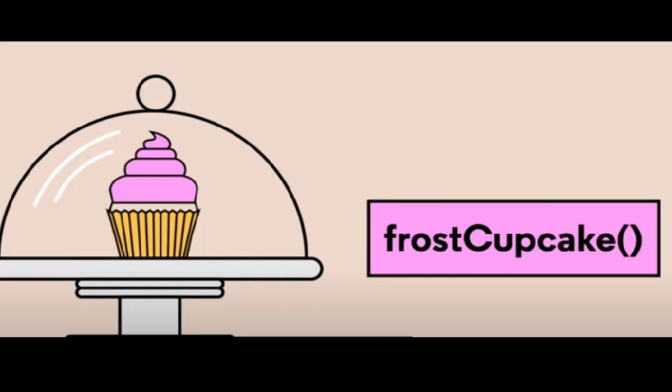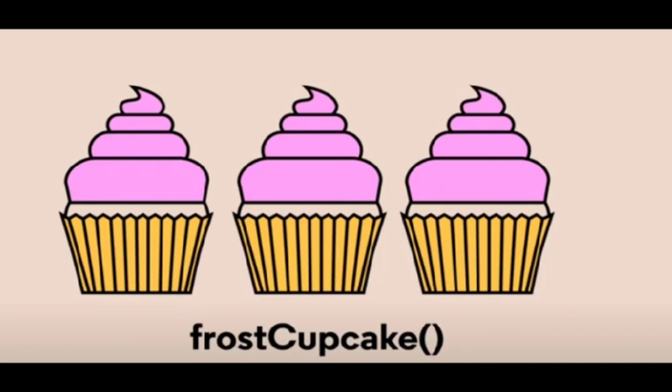So let's say I want to frost a cupcake. I would write frost cupcake one time because it's just one cupcake I want to frost, right? And if I had 3 cupcakes, I would write that I would like to frost cupcake 3 times, which lets the program know that I need to frost 3 cupcakes.